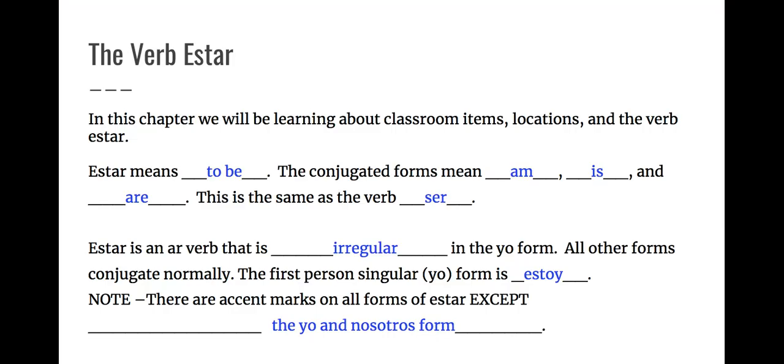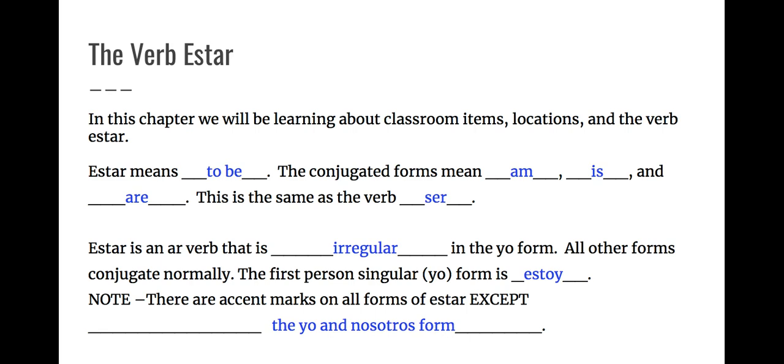So, in this chapter, we'll be learning about classroom items, locations, and the verb estar. Estar means to be, and the conjugated forms mean am, is, and are. Now, this is the same exact thing as the verb ser that we learned 2 chapters ago. So, I am, you are, he is, she is, we are, y'all are, and they are. Estar is an AR verb that is irregular in the yo form. So, all other forms conjugate normally.